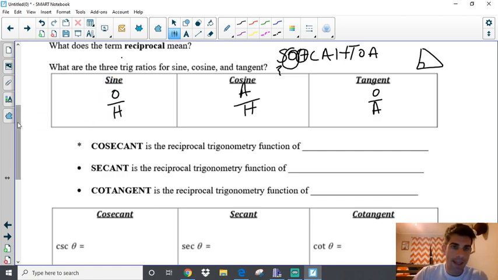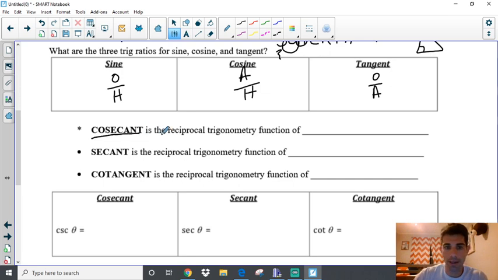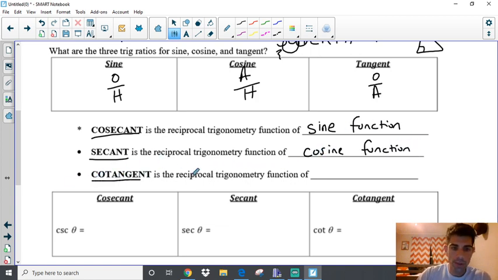Now, when we're doing sine, cosine, and tangent, and I want to know their reciprocals, they have new names. The cosecant is the reciprocal trig function of the sine function. The secant is the reciprocal of the cosine function. And the cotangent is the reciprocal function of tangent. A lot of people get confused. They want to call the cosecant from the cosine and the secant from the sine. I would too, but I didn't make this up. I just have to keep following the rules. So cosecant is the reciprocal of the sine.